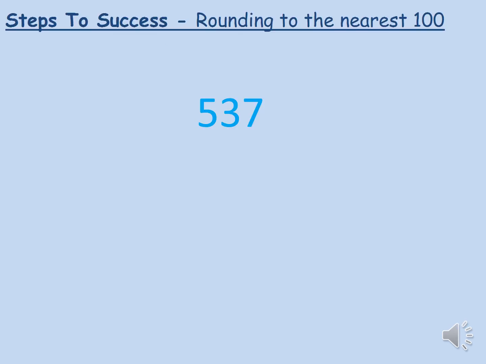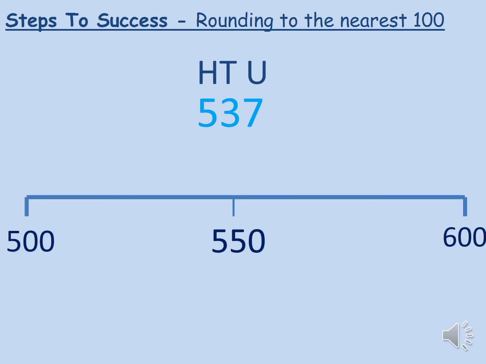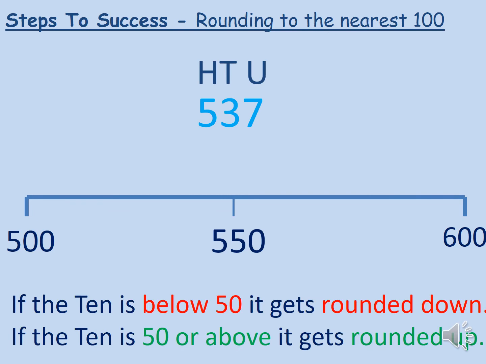Let's go one step further and round to the nearest 100. We've got 537. 5 hundreds, 3 tens, 7 units. Our hundreds either side of that number are 500 and 600. In this case, when we're rounding to the nearest 100, we look at the 10 column. If the 10 is below 50, it gets rounded down. If the 10 is above 50, it gets rounded up. So in this case, 537 is rounded down to 500.